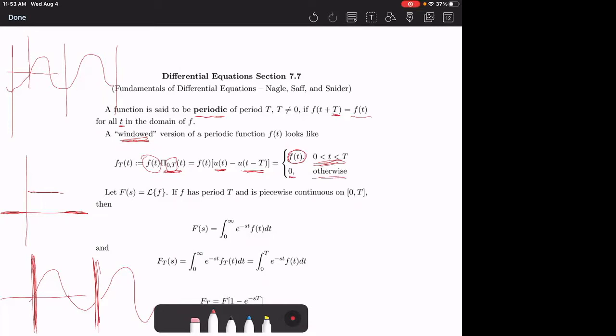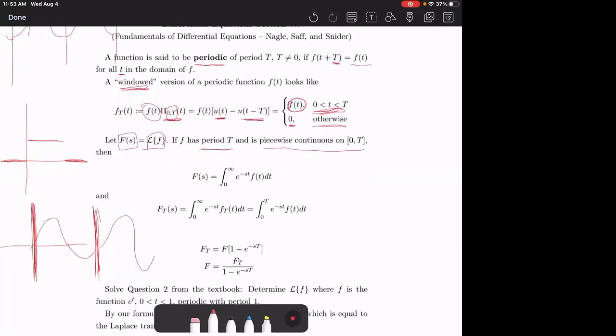Let capital F of s equal the Laplace transform of a function f. We'll suppose that f has period T, and it's piecewise continuous, of exponential order, all that stuff we need to have Laplace transforms exist. Then the Laplace transform of f is, by the definition, equal to the integral from 0 to infinity of e to the negative st times the function f of t. Suppose that f of t is difficult to calculate. We have other methods. We're going to use this window function.